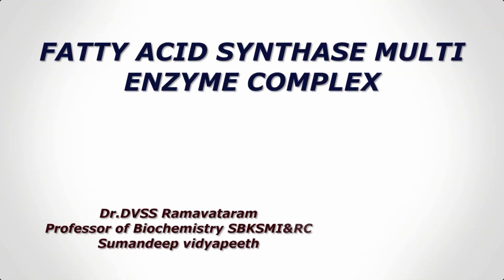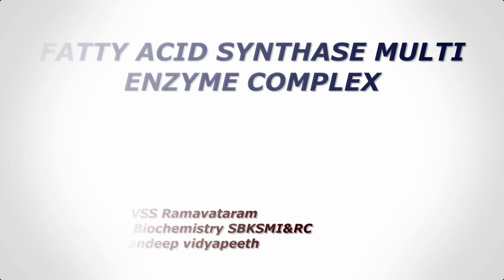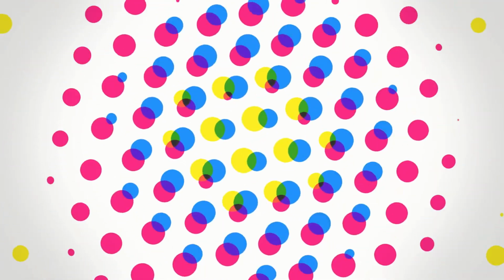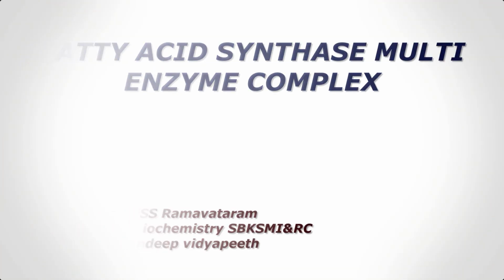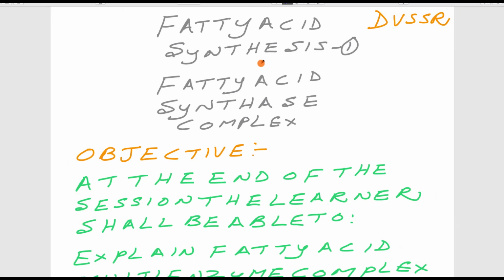In the previous session, we discussed how acetyl coenzyme A is brought into the cytoplasm, how NADPH is available, and how CO2 is made available. We also discussed the conversion of acetyl coenzyme A into malonyl coenzyme A. In this session, we'll discuss the fatty acid synthase multi-enzyme complex.